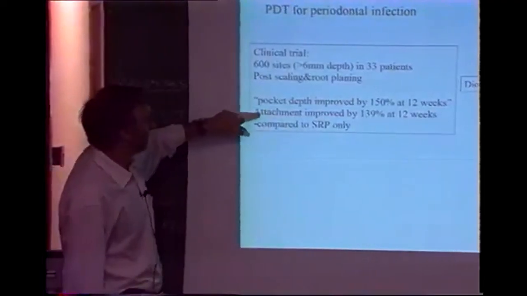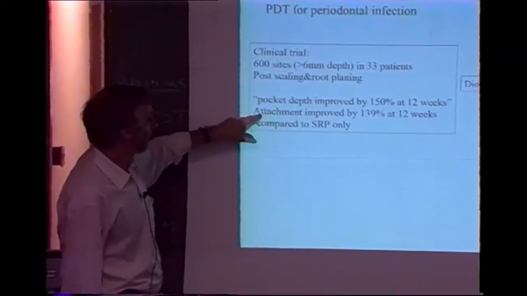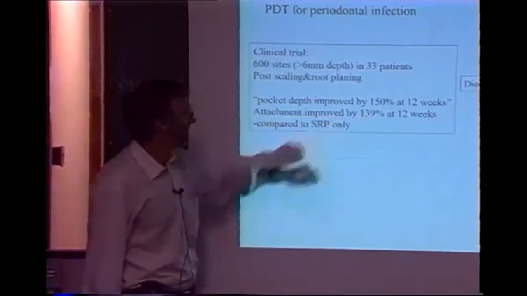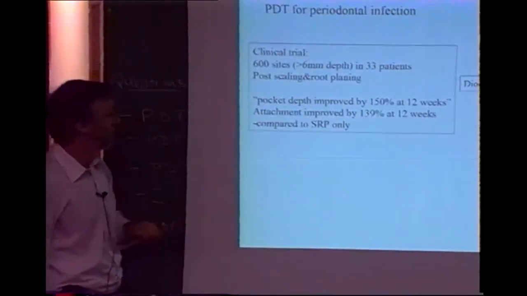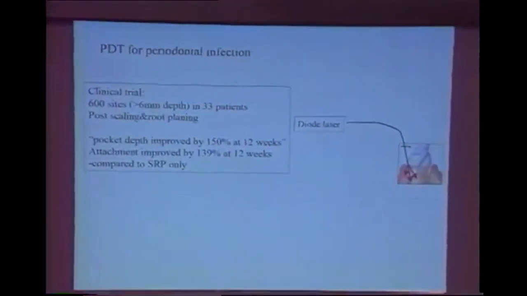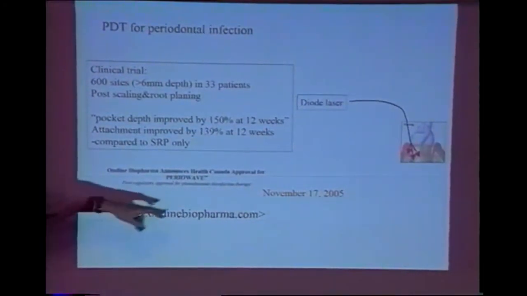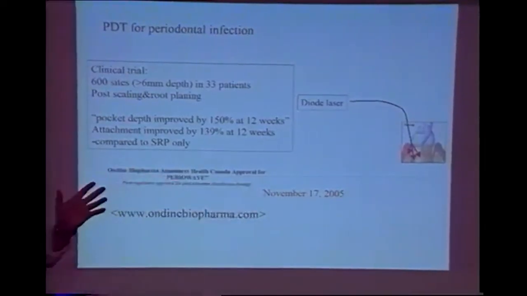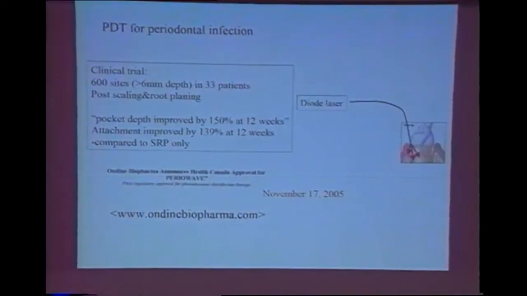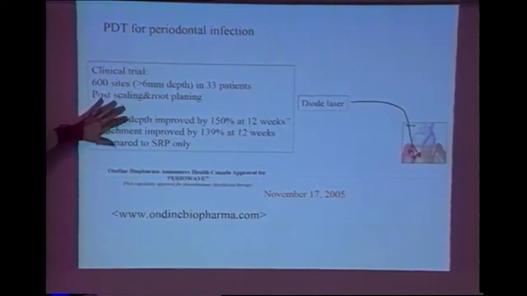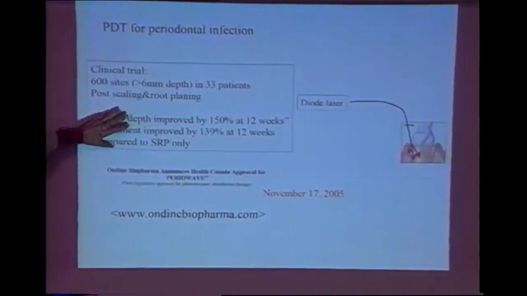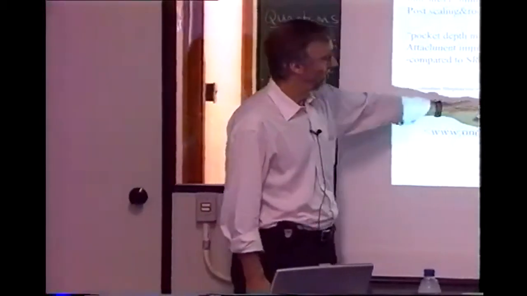I think a more important statement is that they got an attachment improvement in 12 weeks, and this was compared with scaling and root planing only. If you want to look that up, this is by Ondine Biopharma. And on November 17th, which is 10 days ago, they got government approval in Canada on the basis of this data. So this is the first government approval for PDT for periodontitis.